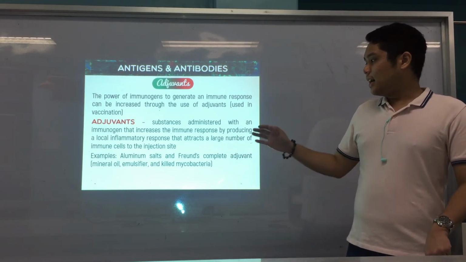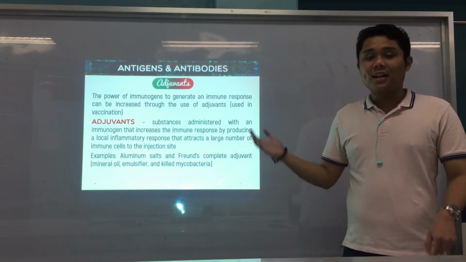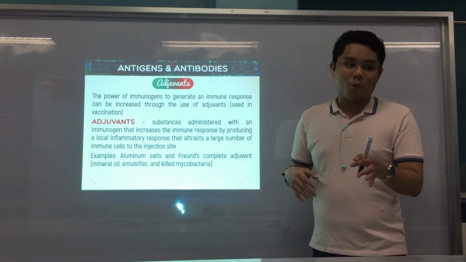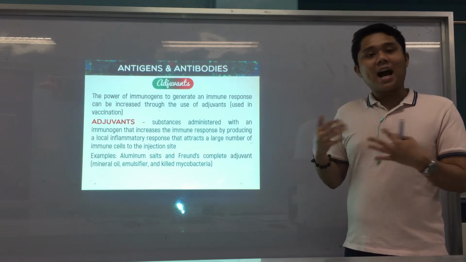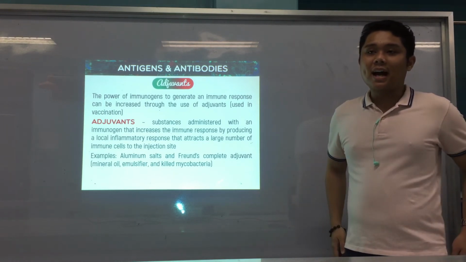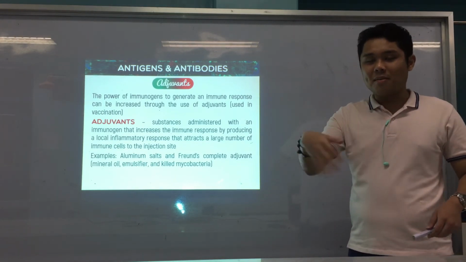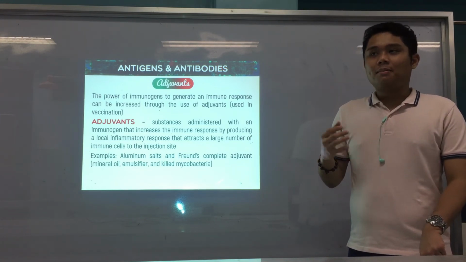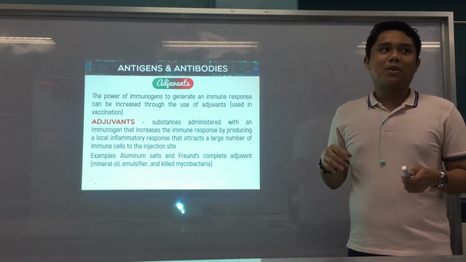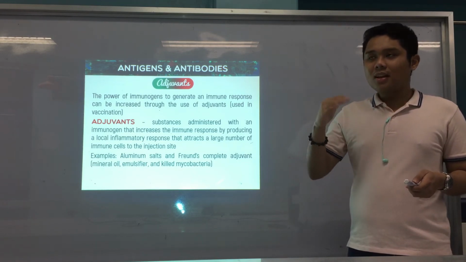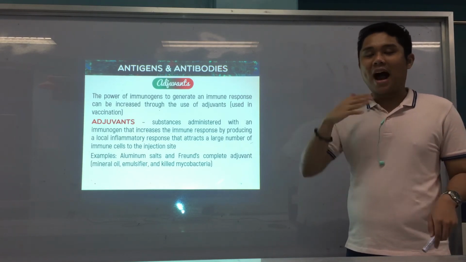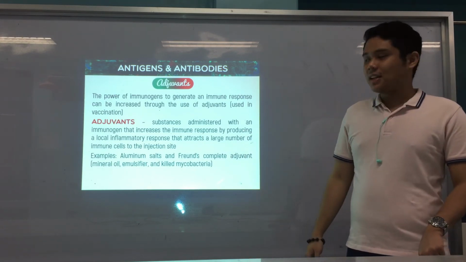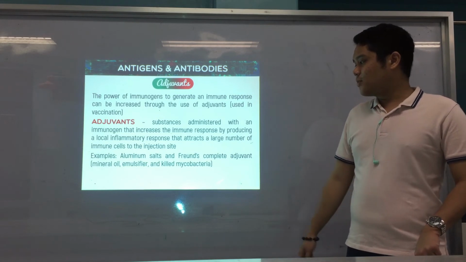It can attract a large number of immune cells at the injection site. By doing that, of course, more cells are involved, more antibodies can be produced, and more cells will remember, right, memory, and more cells will react. So in a way, your immune system becomes hyper, or hyped. So this is usually seen in vaccines, with aluminum salts and Freund's complete adjuvant.